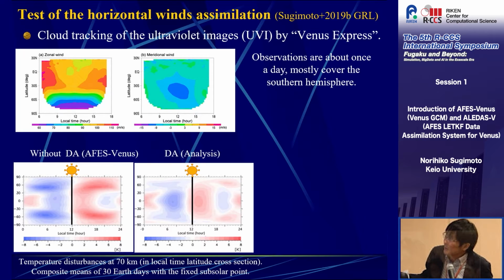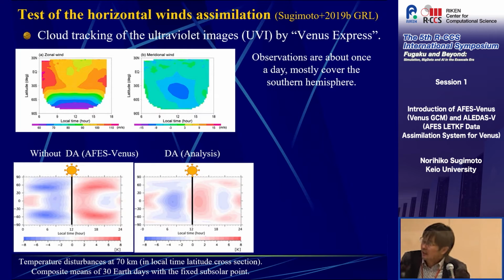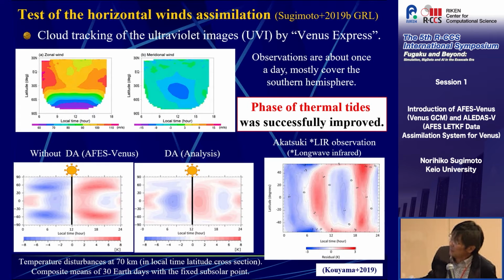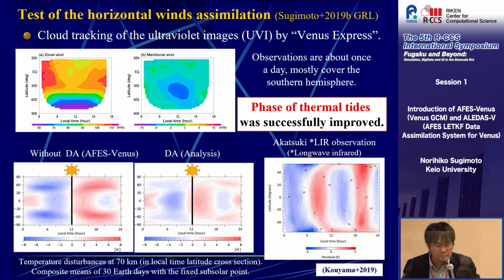So assimilating these winds, we can improve the temperature field like this, here without data assimilation and with data assimilation. The temperature field is much improved by such a phase shift, which is consistent with long wave infrared images, as shown here. However, in this test, we couldn't produce an analysis dataset because observations are about once a day, mostly covering the southern hemisphere. So using Akatsuki continuous observations, we can create a more reliable analysis dataset.